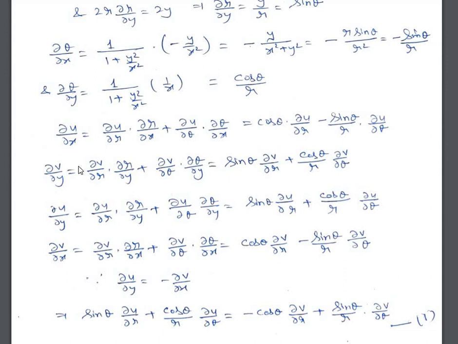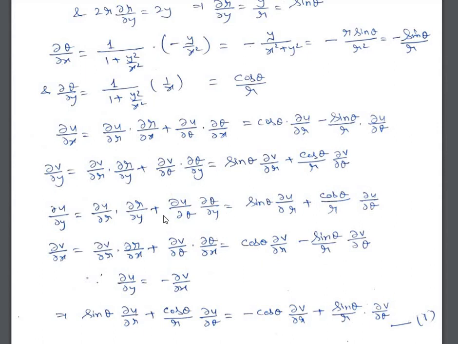Similarly, del v upon del y is del v upon del r into del r upon del y plus del v upon del theta into del theta upon del y. Substitute the values of the partial derivatives. So we have sin theta into del v upon del r plus cos theta upon r into del v upon del theta. Similarly, del u upon del y is del u upon del r into del r upon del y plus del u upon del theta into del theta upon del y.